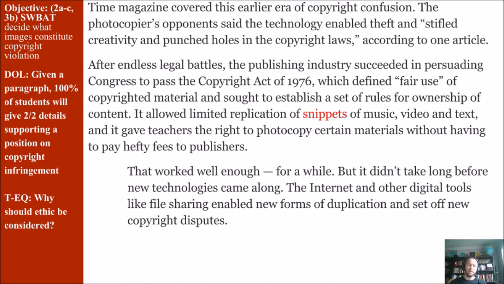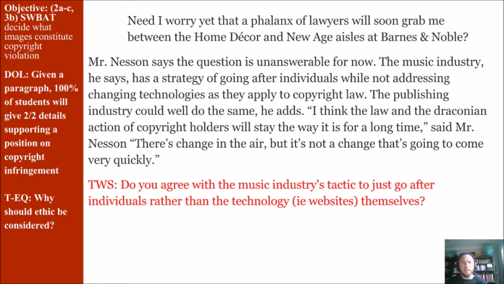Continuing on here, that worked well enough for a while, but it didn't take long before new technologies came along. The internet and other digital tools like file sharing enabled new forms of duplication and set off new copyright disputes. Need I worry yet that a phalanx of lawyers will soon grab me between the home decor and New Age aisles at Barnes & Noble? Mr. Nesson says the question is unanswerable for now. The music industry, he says, has a strategy of going after individuals while not addressing changing technologies as they apply to the copyright law. The publishing industry could well do the same, he adds.